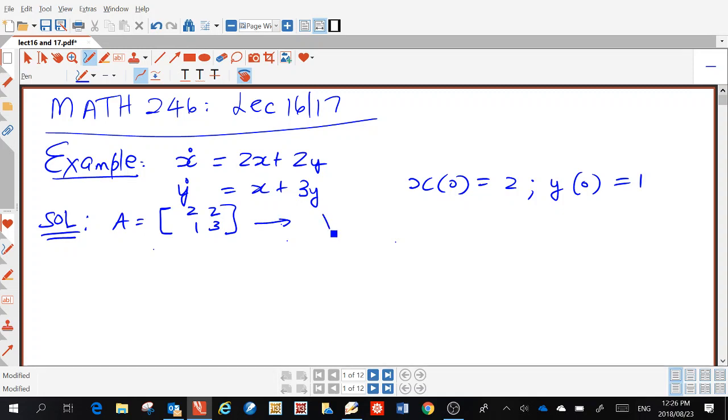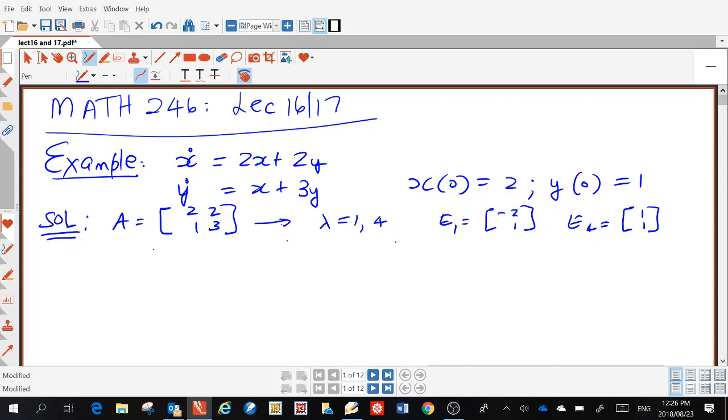So you'll find the eigenvalues are lambda equals 1 and 4. And when you compute the eigenvectors, E1 works out to be minus 2, 1. And E4 works out to be 1, 1.